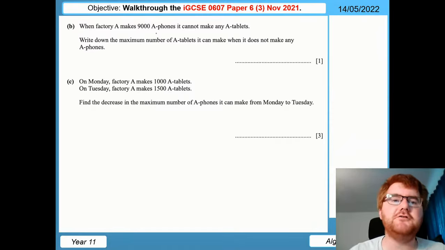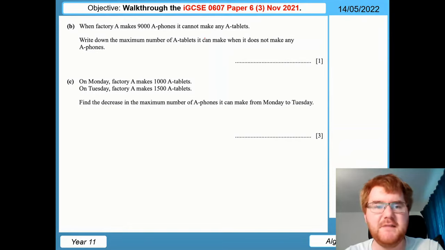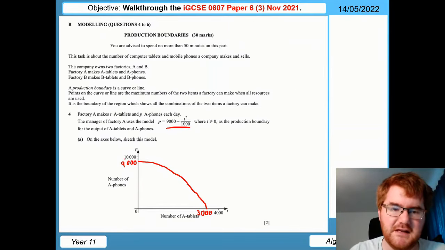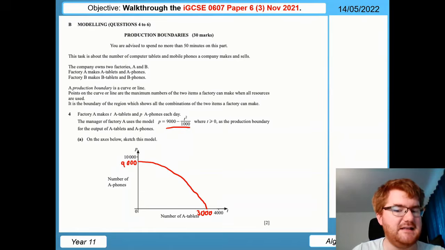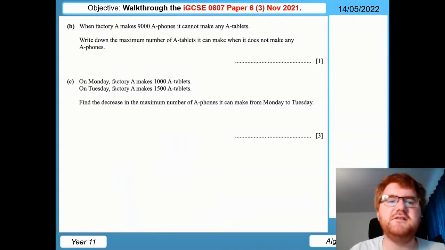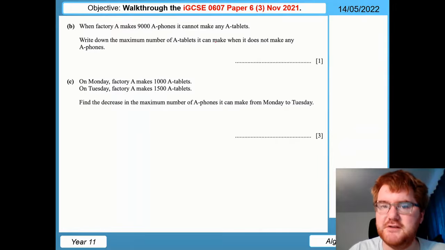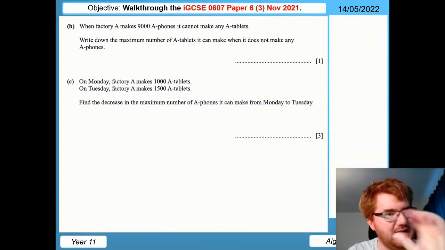So when factory A makes 9,000 A phones, it cannot make any A tablets. So this is what the 9,000 means. It means when they produce 9,000 A phones, they produce 0 A tablets. And the question wants us to write down the maximum number of A tablets you can make when it does not make any A phones. So essentially the other way round.